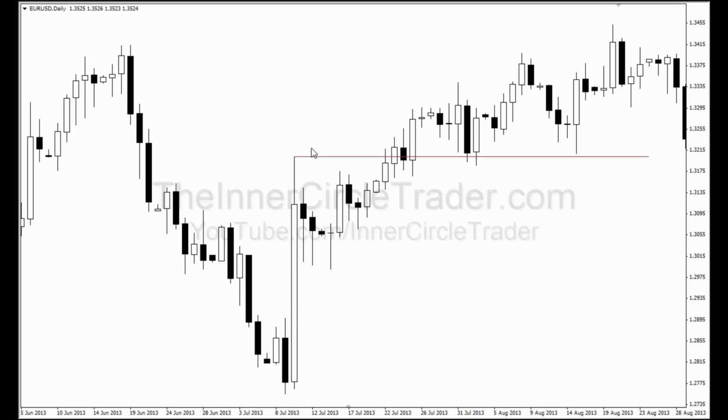And prior to the move out, we had a couple different areas that could have lent to probable areas of support and institutional dealing ranges where order blocks may reside for the institutional level trading. And that comes in the form here. We have this candle here prior to it to move up. In other words, this move higher, and this candle here.